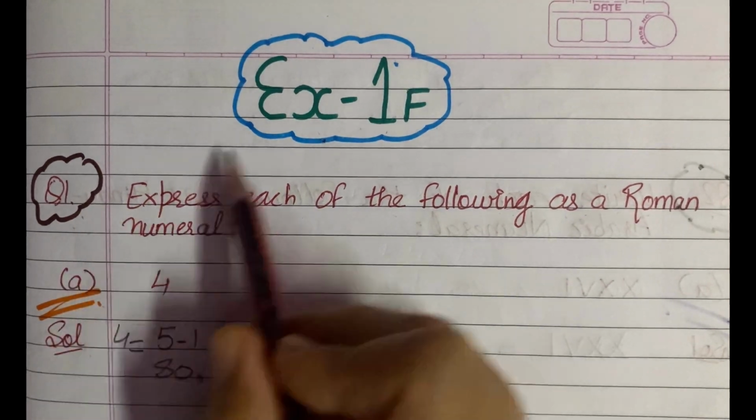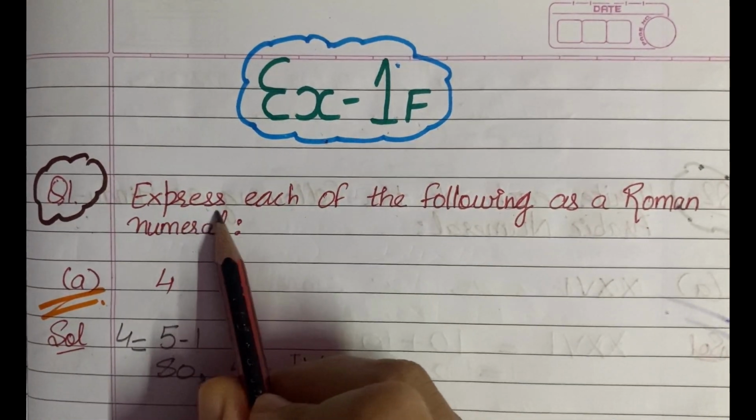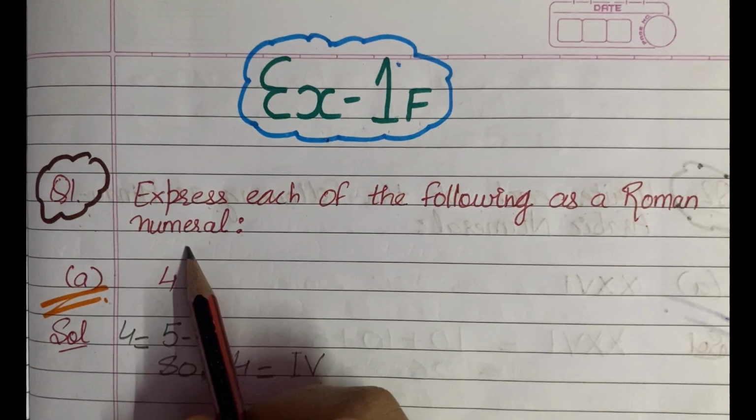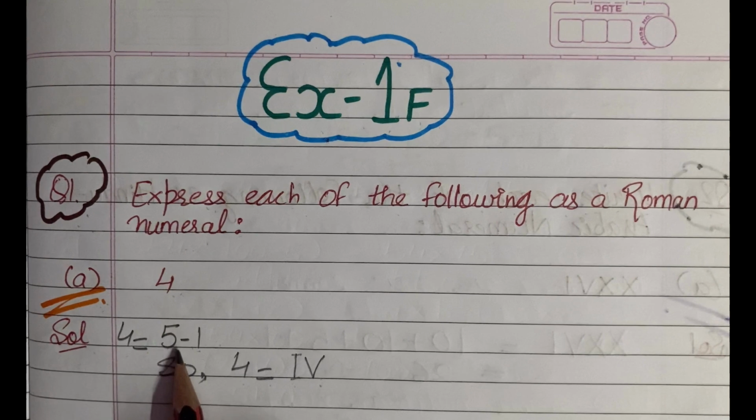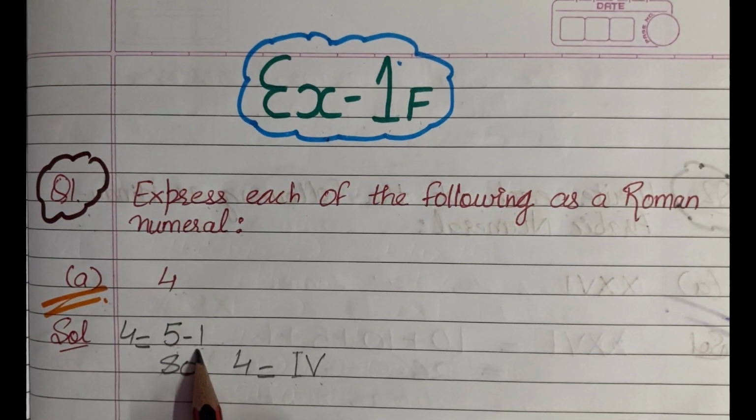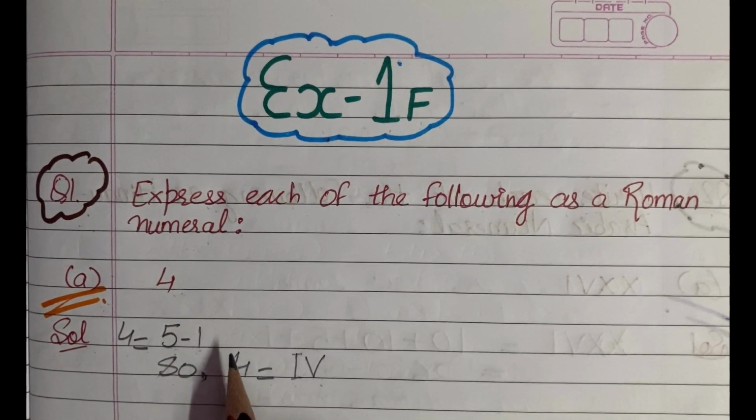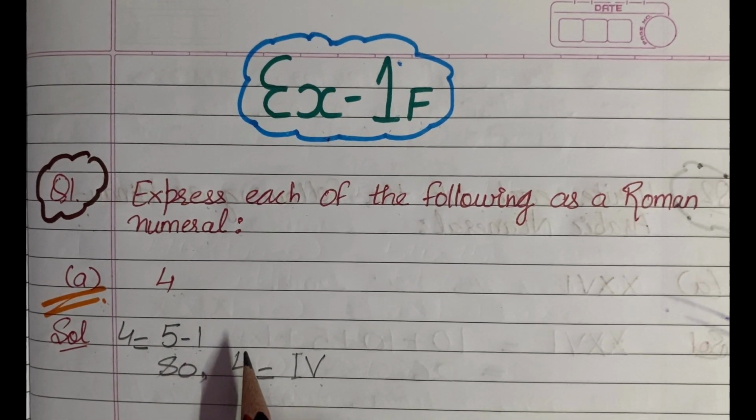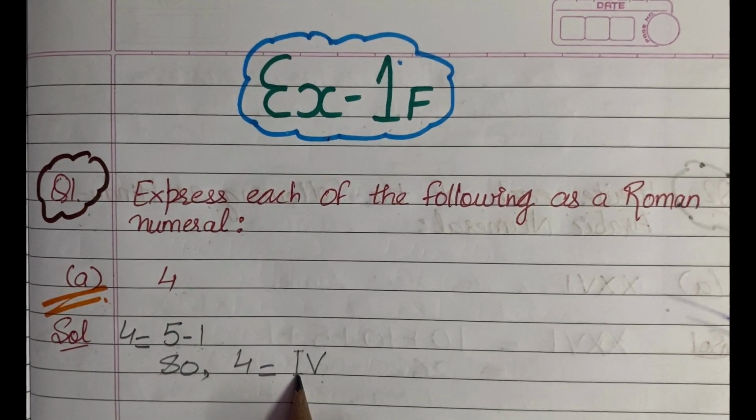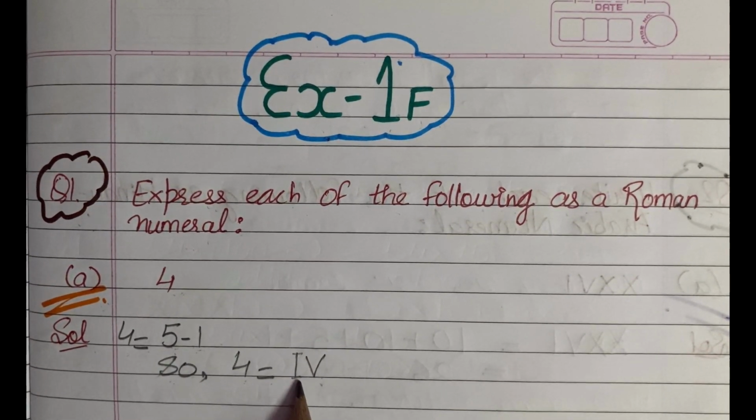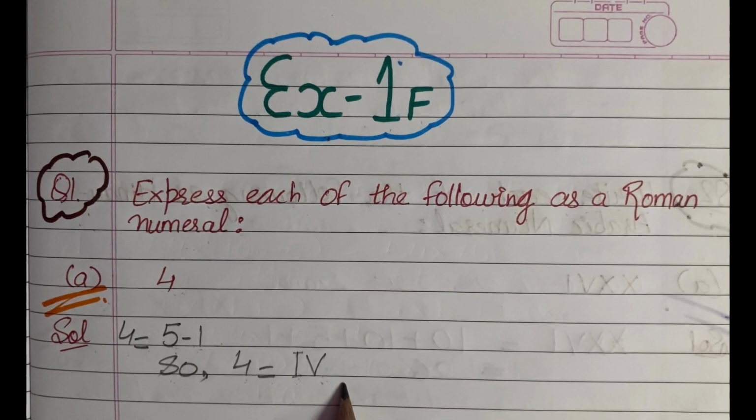Now question number 1 of exercise 1F says to express each of the following as a Roman numeral, and A part says 4. Now students, you know that 4 can be written as 5 minus 1, and since it is a case of subtraction, in Roman numerals the smaller Roman numeral will come to the left of the bigger Roman numeral, and the symbol for 1 is I and the symbol for 5 is V. So 4 can be written as IV in Roman numerals. Hopefully it is clear to you.